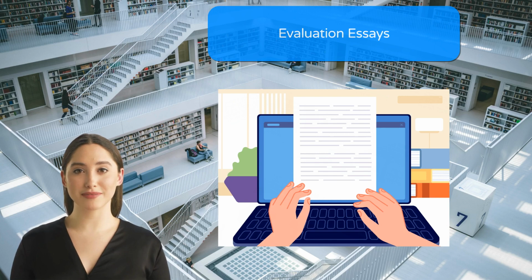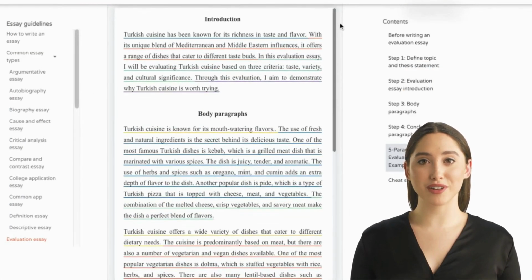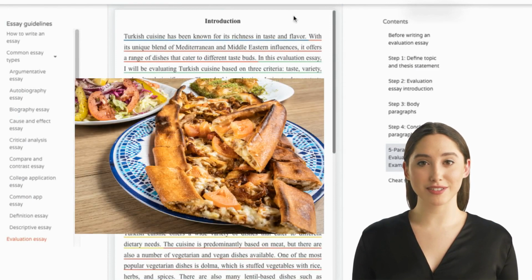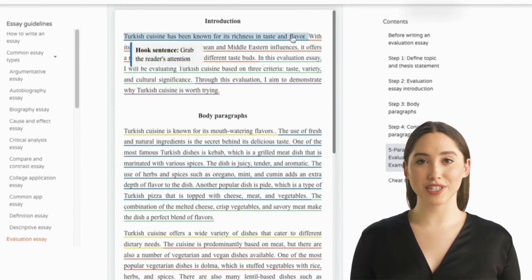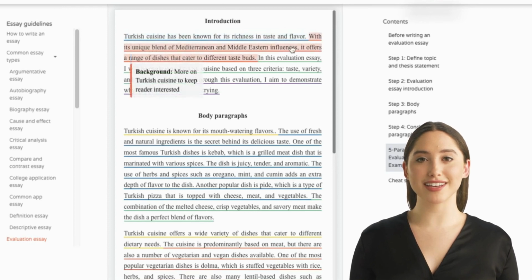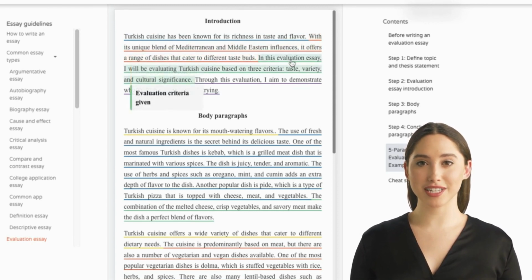This 5-paragraph essay takes a look at Turkish cuisine, criticizing and evaluating it based on set criteria. The introduction starts with a hook sentence that will attract the reader to learn more about Turkish cuisine. Then we see some background information, such as what has influenced this cuisine over the years. In the third sentence, we see what every evaluation introduction needs, your criteria to be used when evaluating the subject. The last sentence is the thesis statement, which is used in all types of essays to describe the main idea.